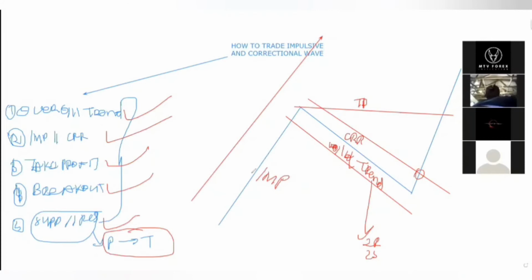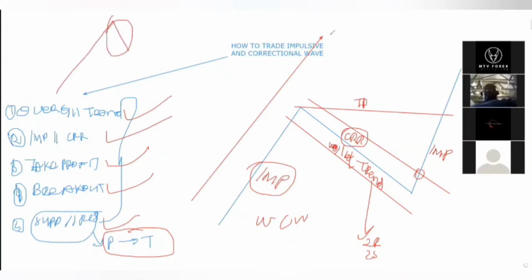You understand? So it's an impulsive movement because it comes from a correctional movement. Whenever you have a breakout of a correction, know that we are introduced to impulsive movements. That is why I'm saying WCW, a wave creates a wave. Whenever you see the market changing its direction after buying for a long period of time, you know that it's creating a correctional wave. That's how simple it is. Whenever you see the market buying and then it changes direction, it's your correctional wave.